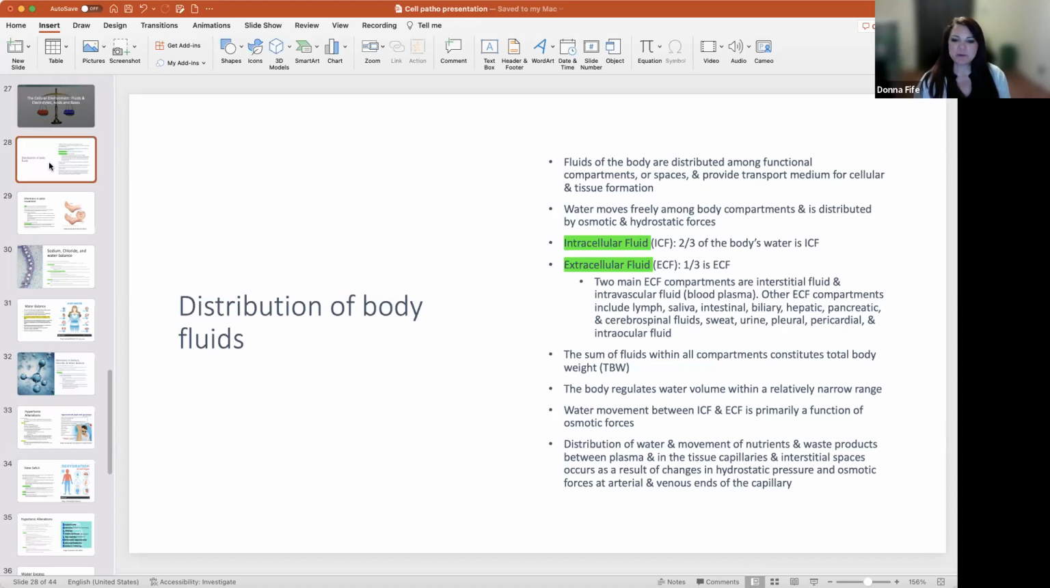The sum of all fluids within all body compartments constitutes the total body water, or TBW. The body regulates water volume within a relatively narrow range, and water movement between the ICF and ECF is primarily a function of osmotic forces. Distribution of water and movement of nutrients and waste products between plasma and tissue capillaries and interstitial spaces occurs as a result of changes in hydrostatic pressure and osmotic forces at arterial and venous ends of the capillary.